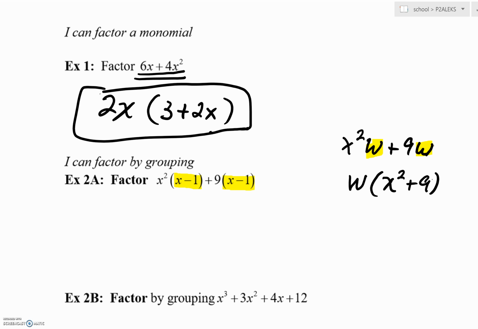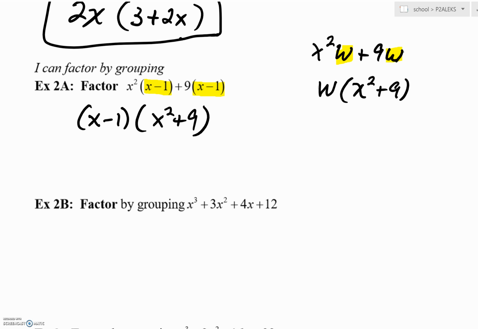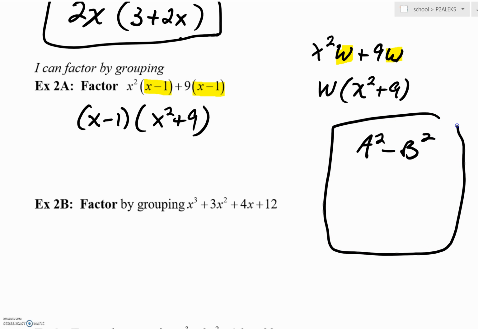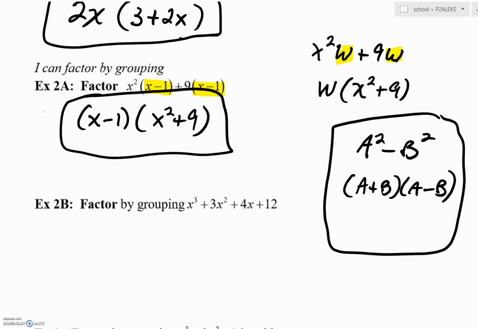Okay, so at this point, guys, what we've got is I'm going to pull out an x minus 1, just like I'd pull out a w. Then I'm going to be left with x squared plus 9. Now, super important in this lesson, this is going to show up a lot. We're going to eventually review and see this a ton, the difference of squares factoring. Now, that will show up. It doesn't apply here. Your final answer is what we just had. But that's x squared plus 9.